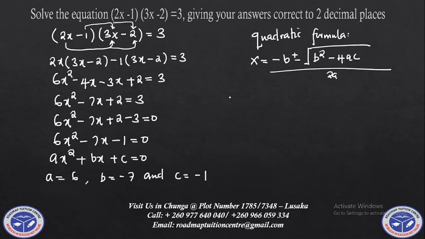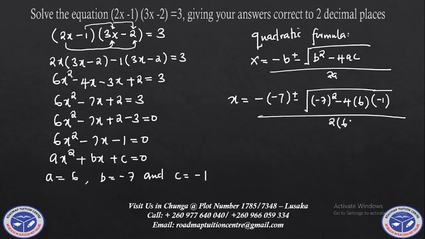After you write the quadratic formula, then you substitute. So x is equal to negative the value for b, that's negative 7, plus or minus the square root of negative 7 squared minus 4 times the value for a, that is 6, times the value for c, that is negative 1, over 2 multiplied by a, which is 6. Negative multiplied by negative gives us a positive 7 there.